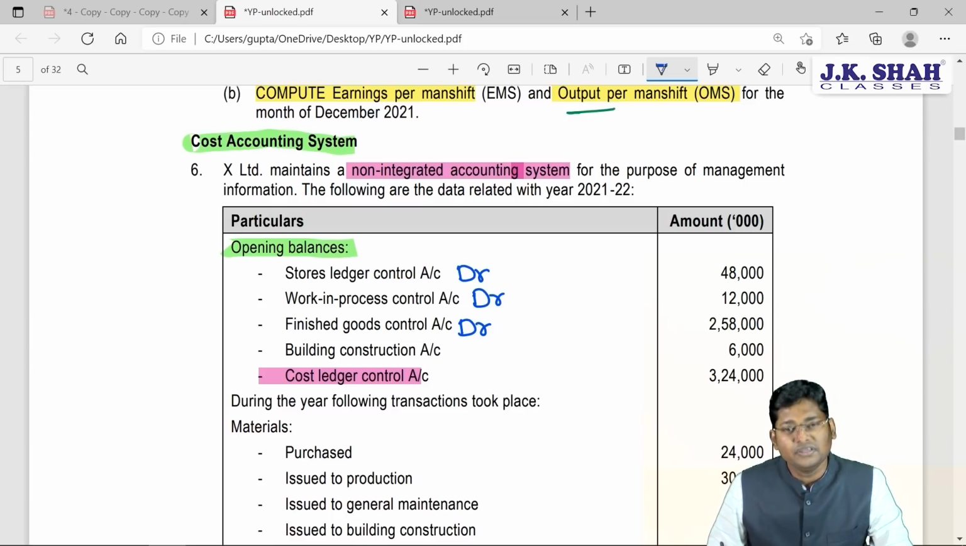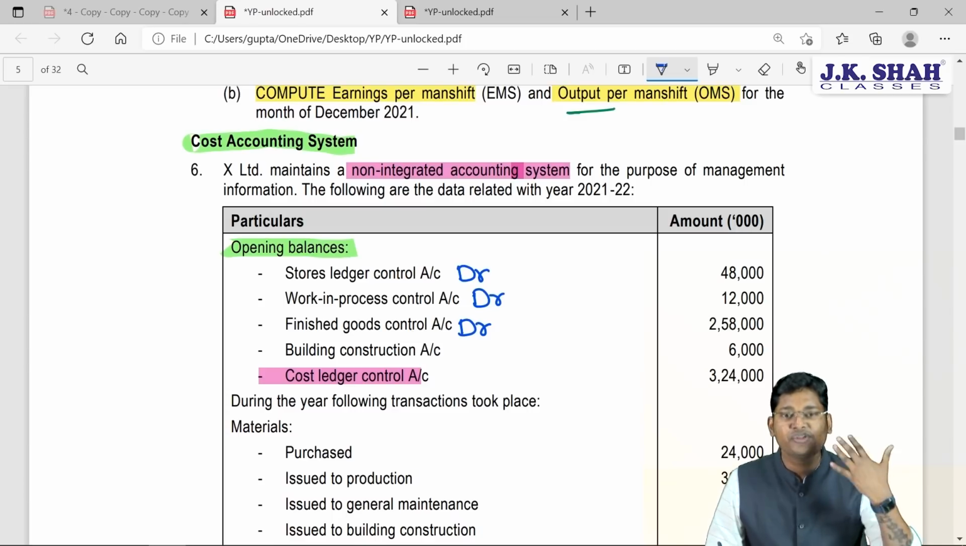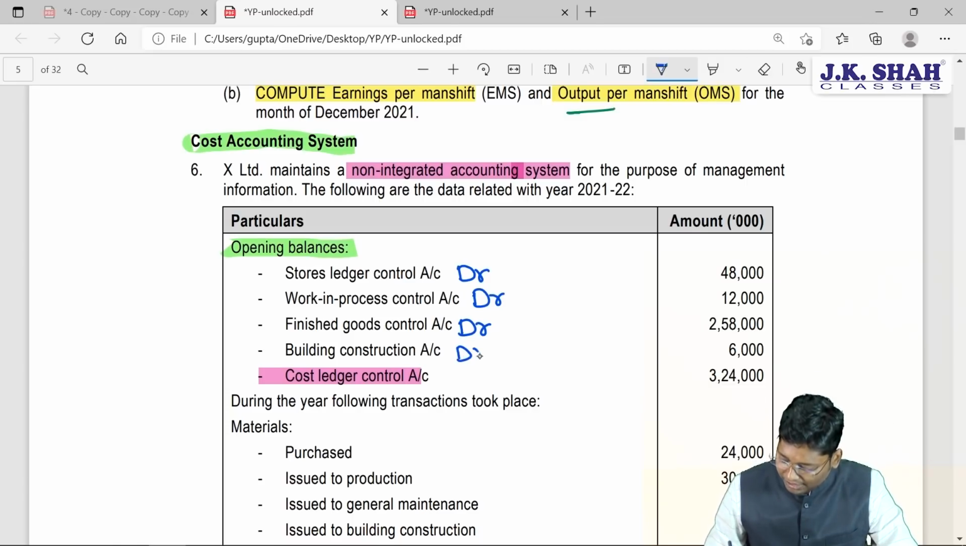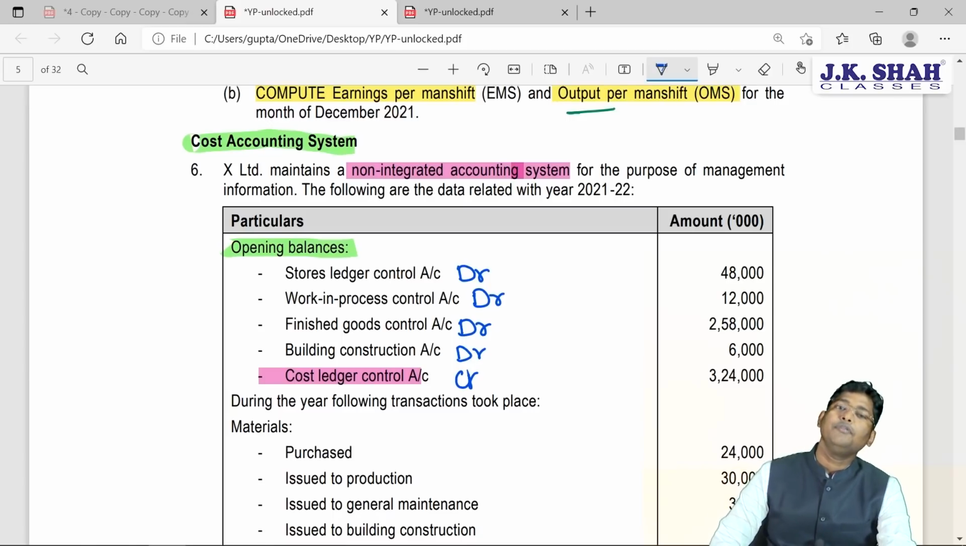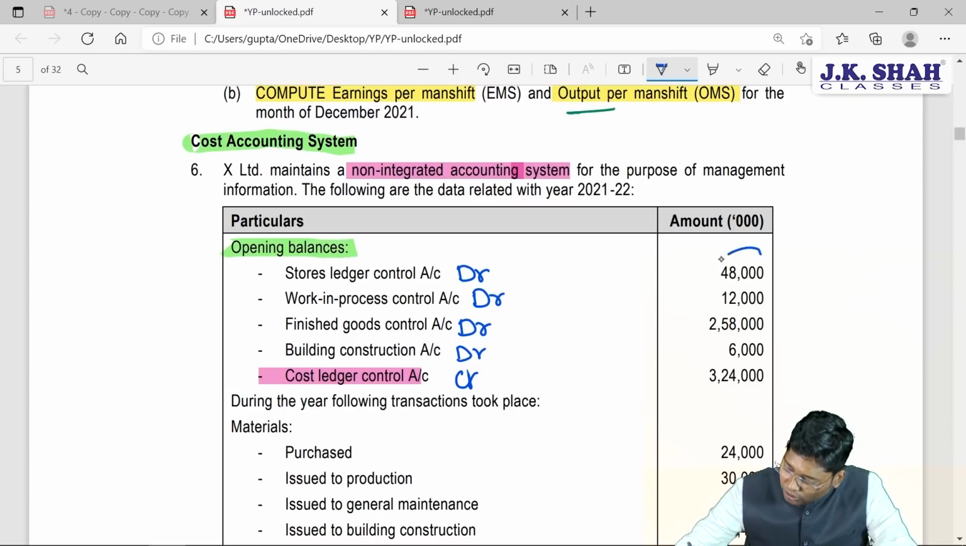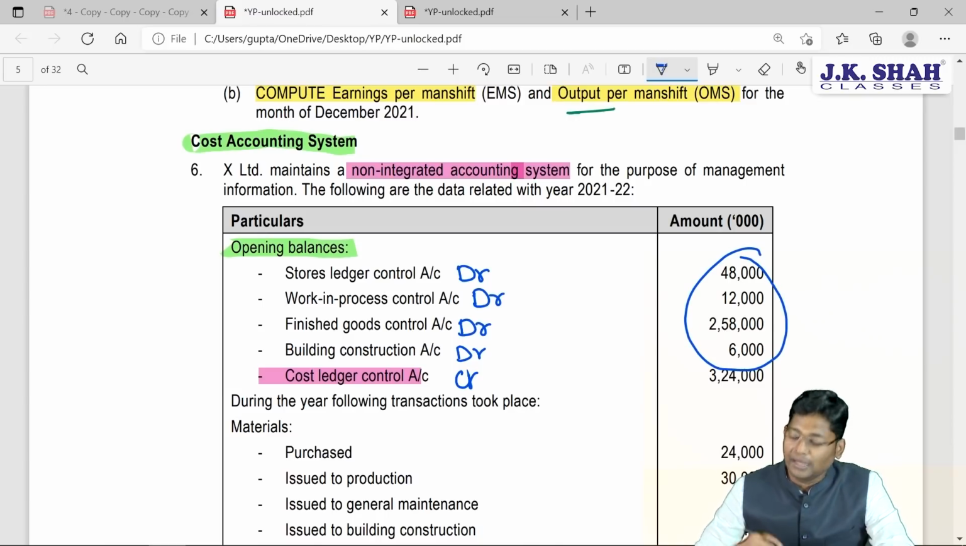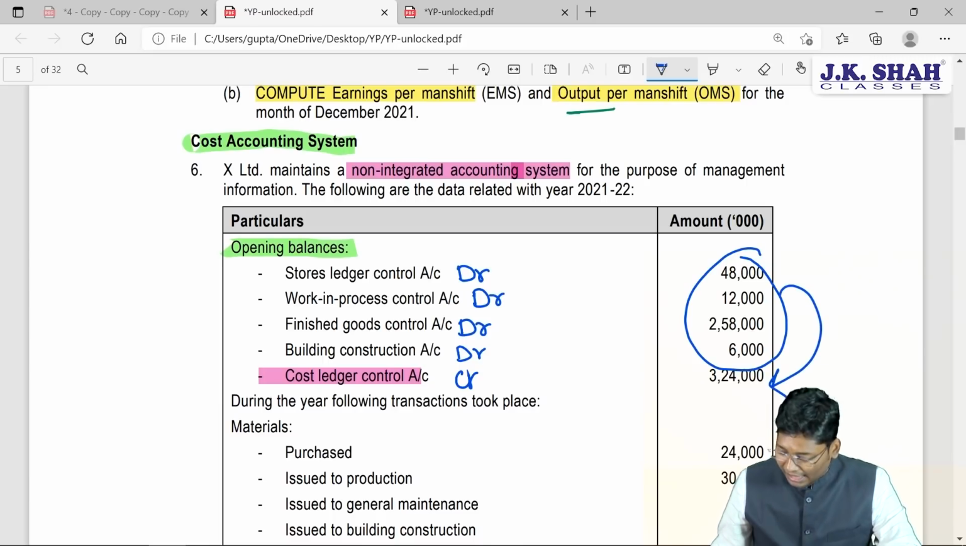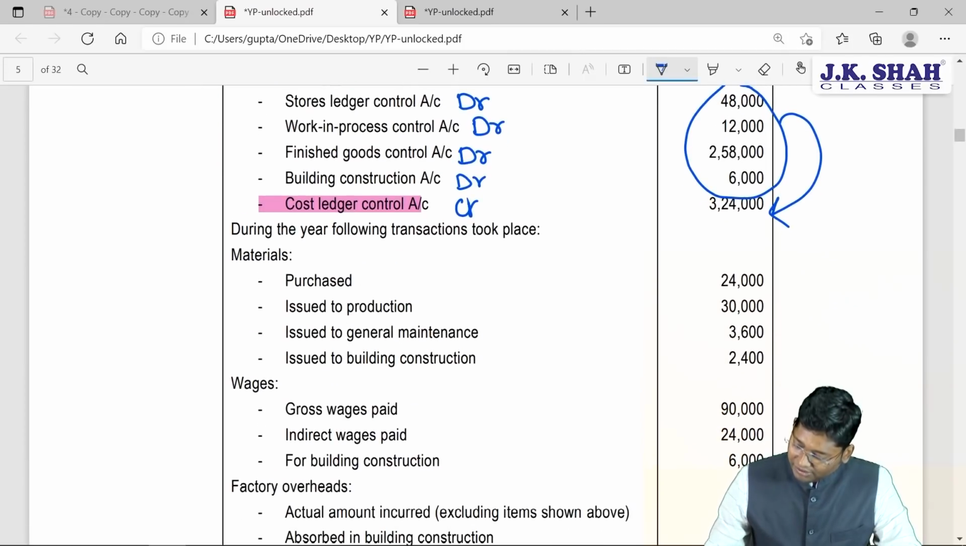Building construction is called capital WIP. Your asset construction is going on, and whenever an asset is getting constructed, it will show a debit balance because it is an asset-related account. And ultimately, to adjust all these four figures, you have the cost ledger control account, which will always show an opening credit balance. You can even cross check: if you add the first four values, you will get 3,24,000 as your total, which tallies with your cost ledger control account.